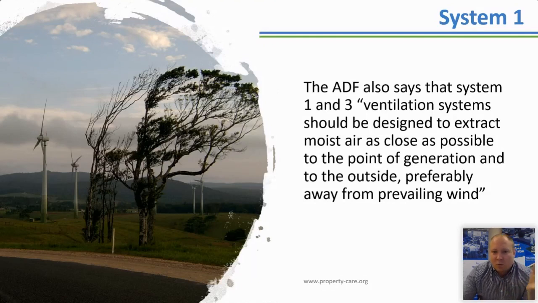ADF also says that system 1 and 3 ventilation systems should be designed to extract moist air as close to the moisture source as possible. So essentially in your kitchens, bathrooms. It also gives some guidance on where it should be ducted to. So try and make sure it's away from prevailing wind, otherwise it's going to struggle to duct out there as well.